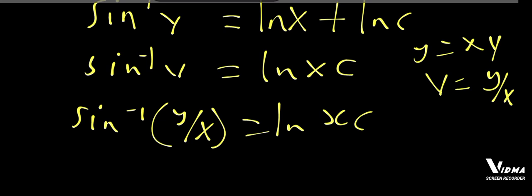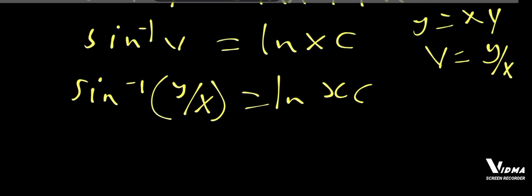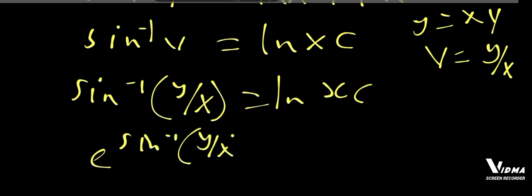My page is finished, so we can leave it like this, or we can introduce our exponential function, so that we'll end up to get e raised to sine inverse of y on x will be equal to xc. And you can go ahead to make c the subject or make y the subject, but that's beyond the scope of this tutorial. So this is how you can solve or reduce a homogeneous differential equation to separable and find your general solution.